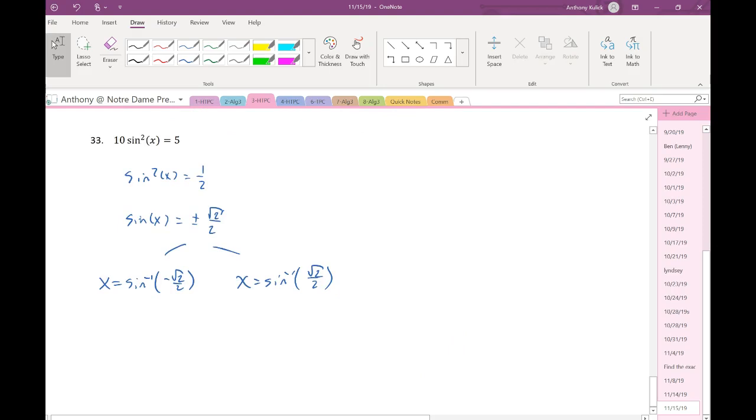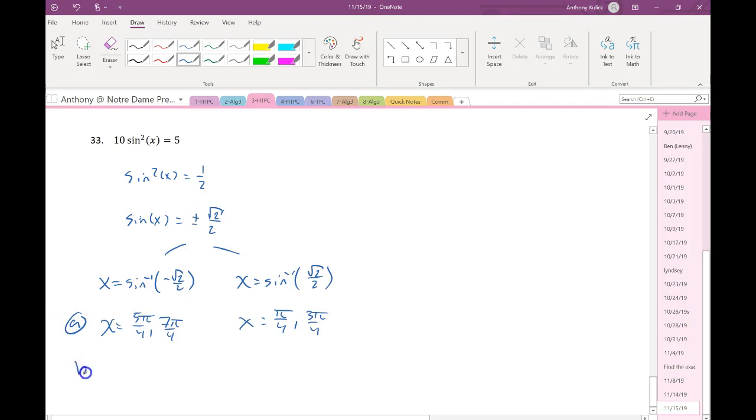I'll go to my unit circle and look at the y coordinates. So the places where the y coordinate is negative root 2 over 2 are at 5π/4 and 7π/4. And the places where it's positive are at π/4 and 3π/4. That's my answer for A.